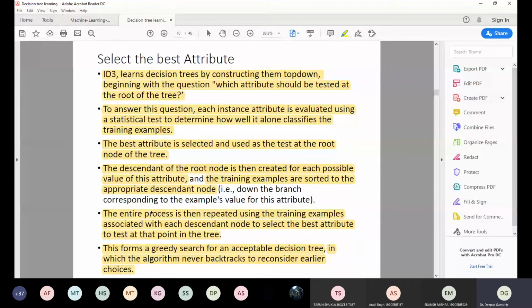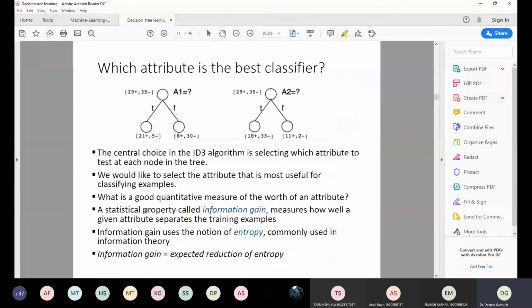Now, how do we make the statistical test that alone classifies the training examples? Which attribute is the best classifier? I have taken two examples in which one attribute is A1, another attribute is A2. In A1, there are 29 positive examples. If we choose T, then there are 21 positive examples, and if we choose F, then there are 8 positive examples. You can see the combination of 21 plus 8 will result in 29 positive examples.